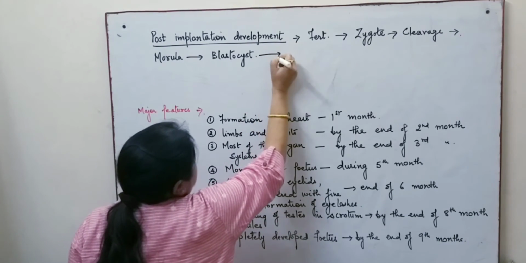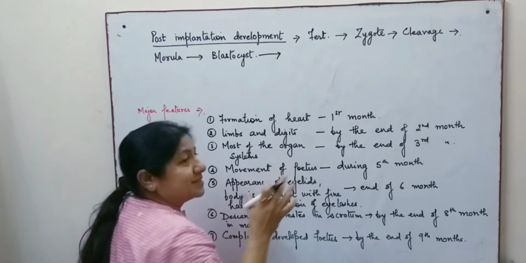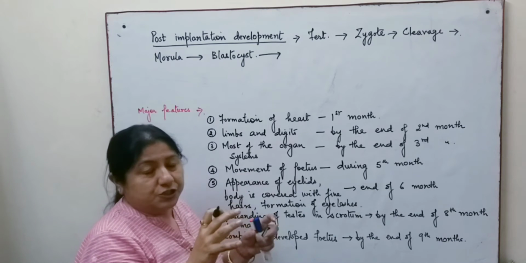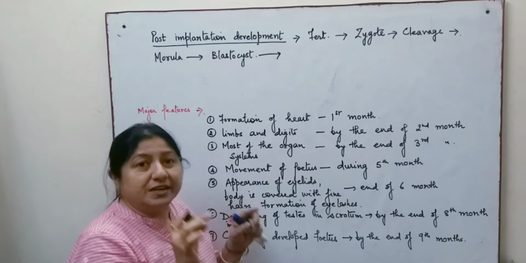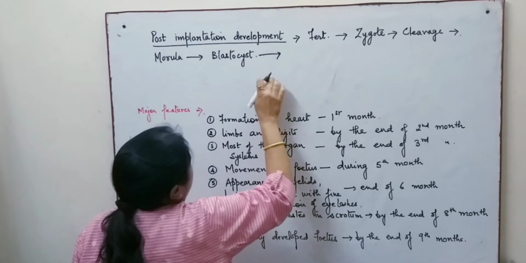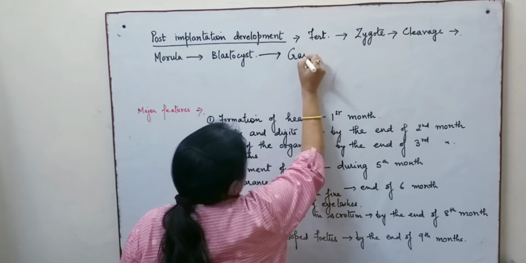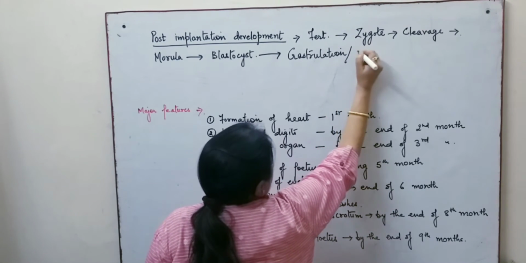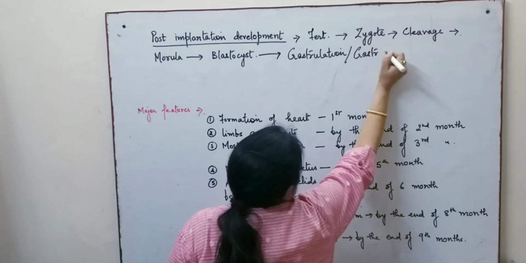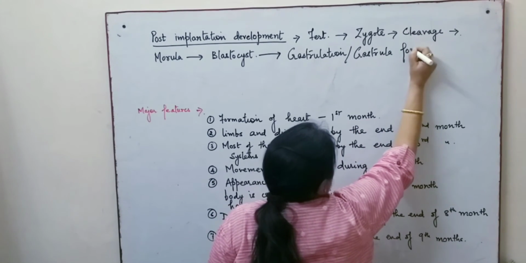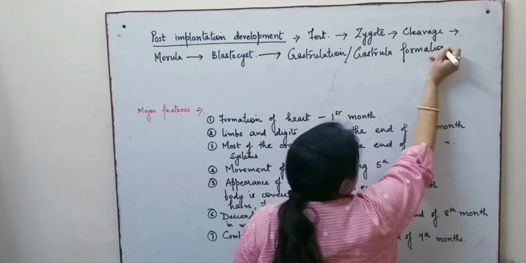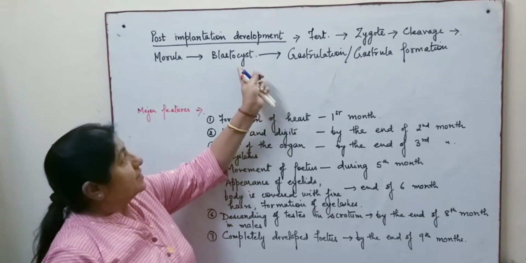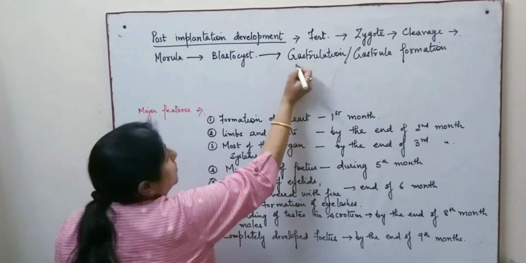The inner cell mass will develop into the embryo. Now over here, in the blastocyst, the cells of the inner cell mass will again show movement into three different layers, and that is what we call gastrulation or the gastrula formation. Gastrula formation is a stage in which the three layers are being formed.